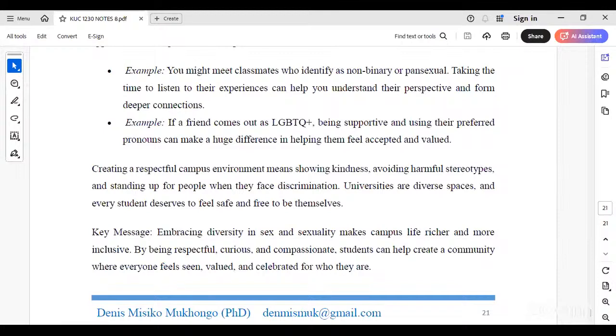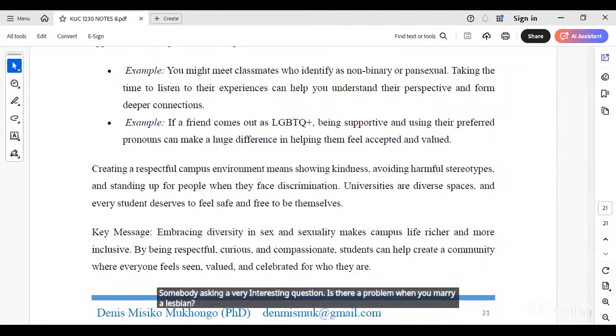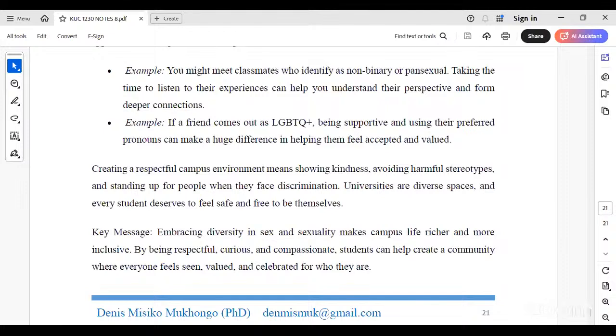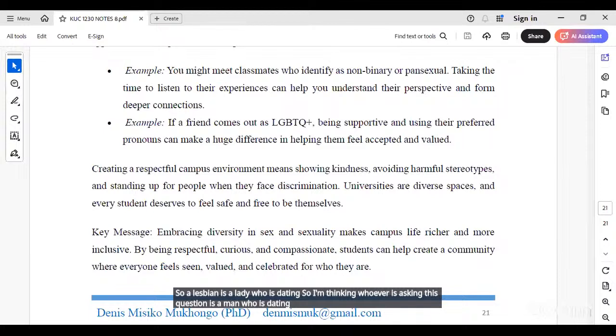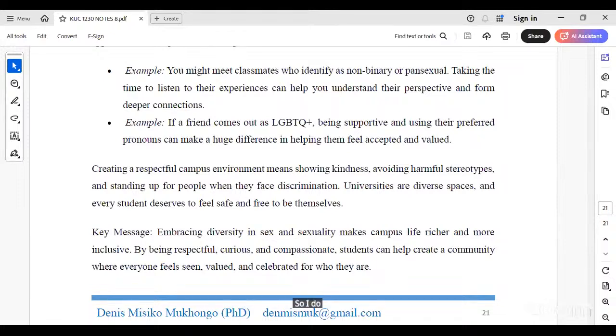Someone is asking a very interesting question. Is there a problem when you marry a lesbian? So a lesbian is a lady who is dating a lady. So I'm thinking whoever is asking this question is a man who is dating a woman, and that woman is possibly bisexual. So the woman is having you as a man and also having another lady in the relationship. So I don't want to say there is a problem or not, but that is a personal choice.